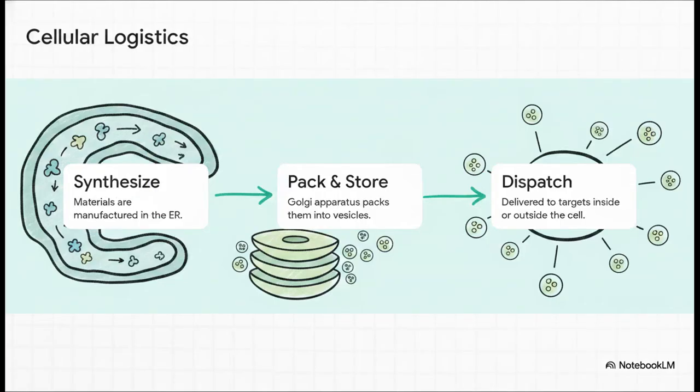So what you really need to remember for the test is this step-by-step connection between these organelles. Think of it like this. The ER acts as the assembly line, manufacturing those proteins and lipids. Then, those raw products get sent over to the Golgi apparatus. The Golgi modifies them, packs them up into little delivery boxes called vesicles, and dispatches them off to their final targets, whether that's inside or outside the cell.